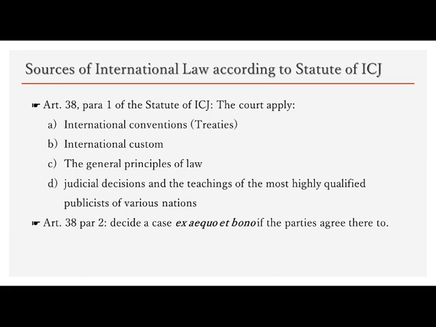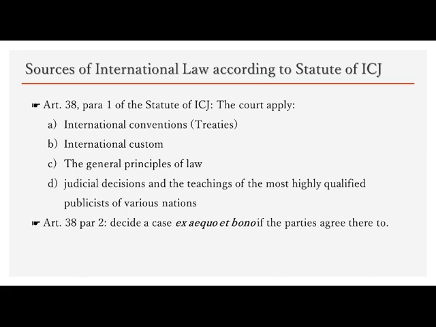Article 38, Paragraph 1 of the Statute of the International Court of Justice, which was adopted from the same article of the Statute of the Permanent Court of International Justice, provides that the court, whose function is to decide in accordance with international law such disputes as are submitted to it, shall apply: A. International conventions, whether general or particular, establishing rules expressly recognized by the contesting states.